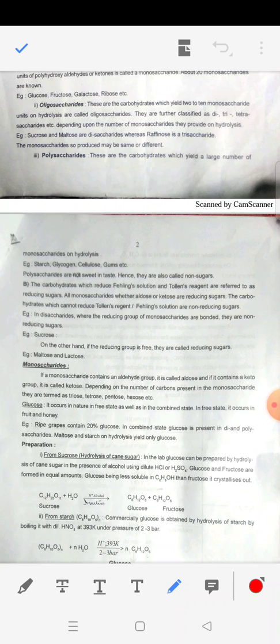On the other hand, those which are not capable of reducing Tollens reagent and Fehling solution are called non-reducing sugars. So you can see the examples you have are maltose and lactose. These are non-reducing sugars. No, maltose and lactose are reducing sugars. Sorry.